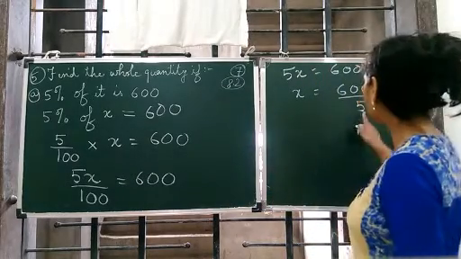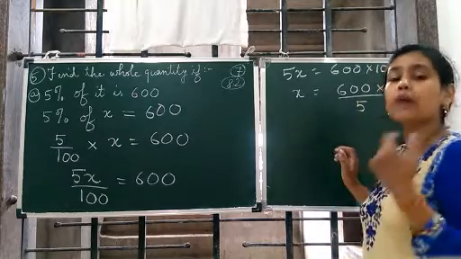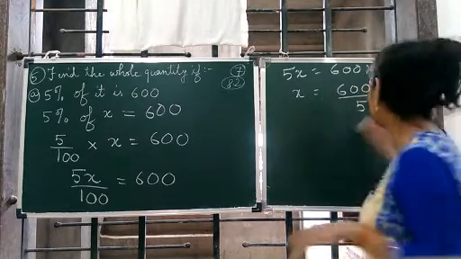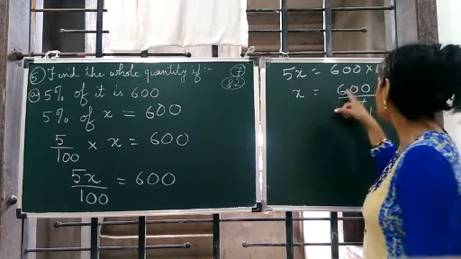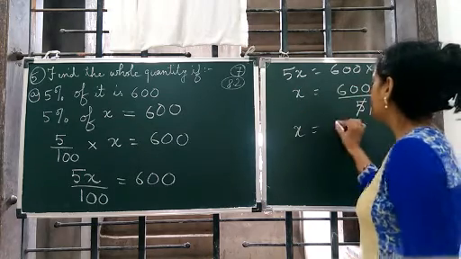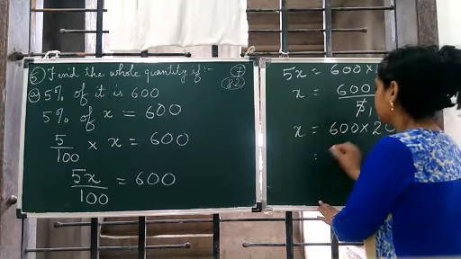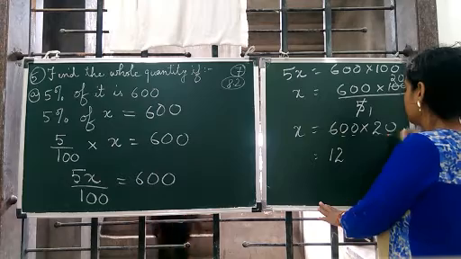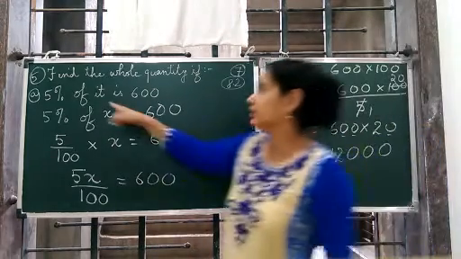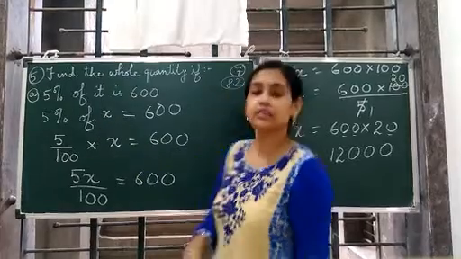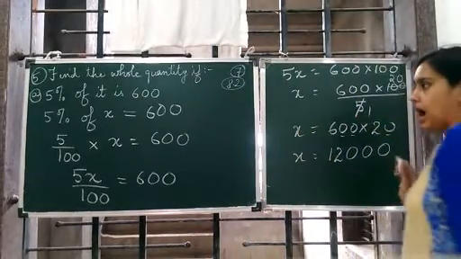Okay. Now 5 and 100 can get cancelled. Even 5 and 600 can get cancelled. So up to you what you want to cancel. Okay. So 5 ones are 5, 20s are 100. Now 6 and 20 we are going to multiply. Whatever is left that we are going to write. 6 twos are 12. How many zeros? 3 zeros. That means the total quantity, this x, is 12,000. Okay, this is your answer.